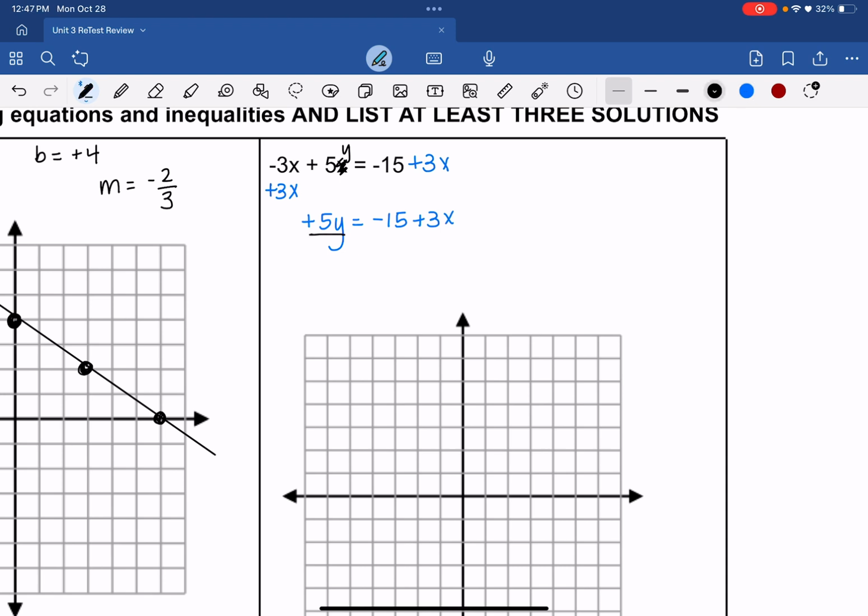And then I divide by 5. So y equals negative 15 divided by 5 is a negative 3. 3 divided by 5 is a positive 3 over 5x. So then our slope is 3 over 5. And because it's positive, I'm going to rise 3. And then our y-intercept, our starting point, is negative 3.